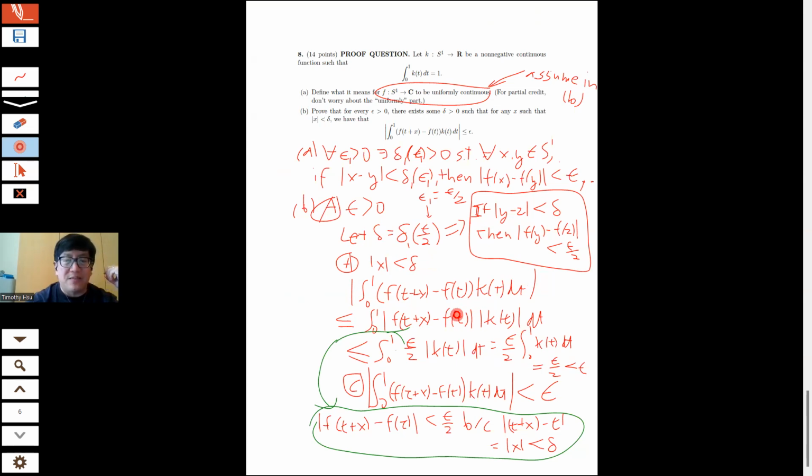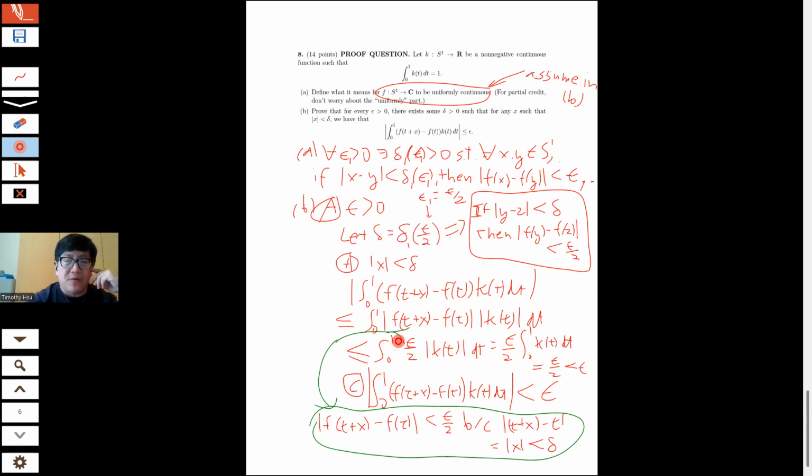Okay, now assume the absolute value of x is less than delta, and now consider the absolute value of this integral that we're trying to estimate. Well, by the triangle inequality for integrals, you can push the absolute values inside at the cost of possibly making this bigger. And then by the green box, which really follows from the red box, you can replace f of t plus x minus f of t with epsilon over 2, again at the cost of possibly making everything bigger.